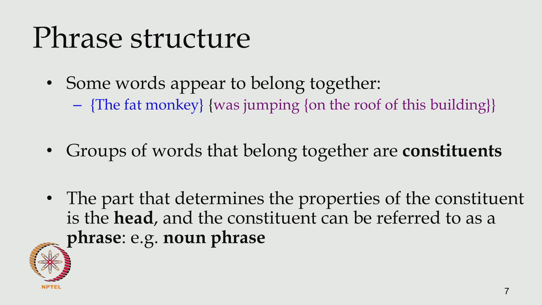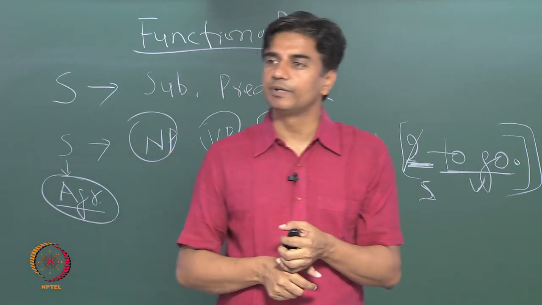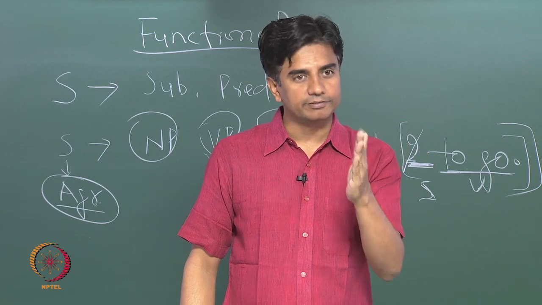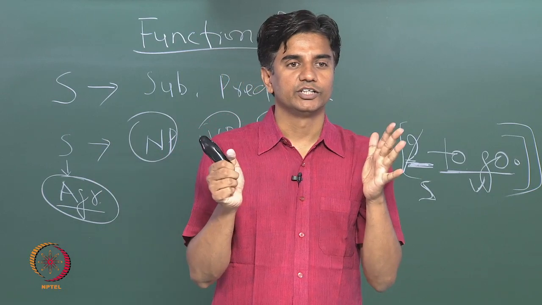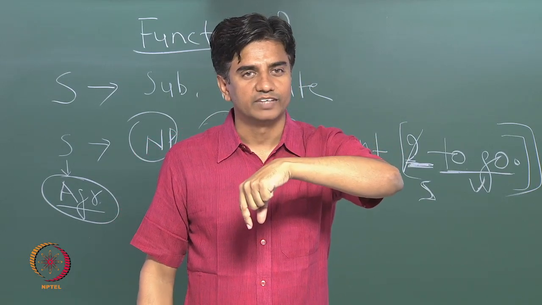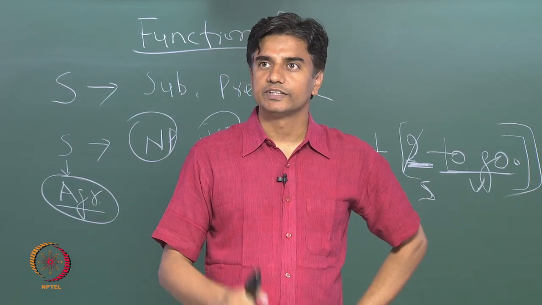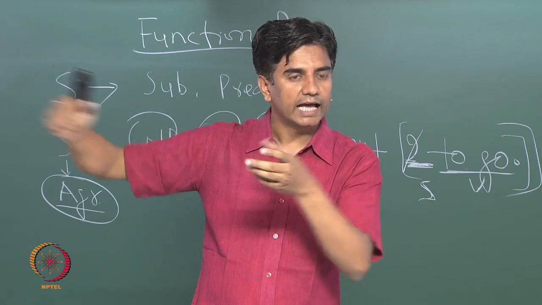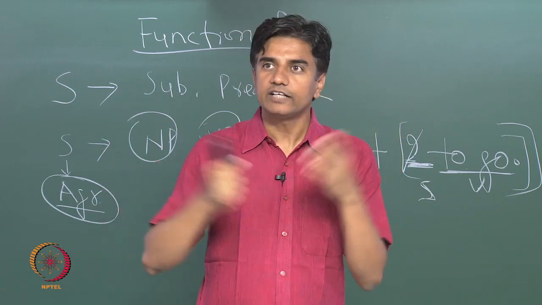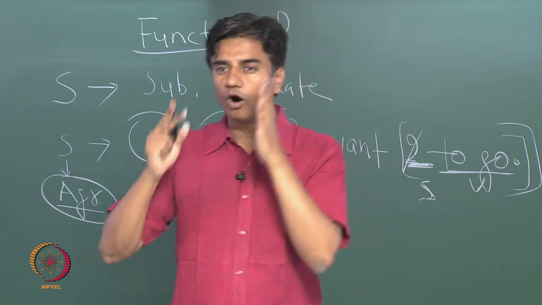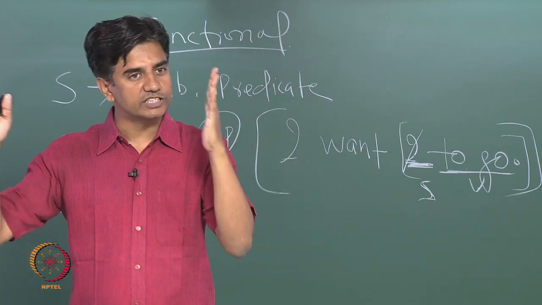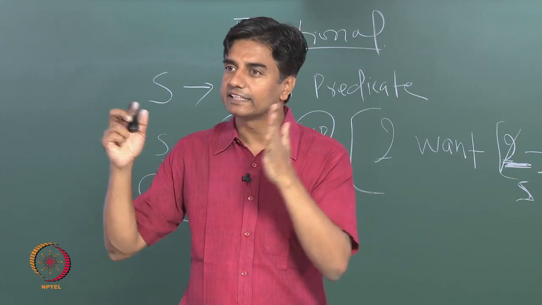What's the subject of this sentence? The fat monkey was jumping on the roof of this building? The fat monkey. So in a way, the subject is monkey, but the fat and monkey together seem to form a group. Why is fat forming a group with monkey, right? And not watch... So, jumping on the roof of this building is one constituent, and even in that bigger chunk, on the roof of this building looks like another constituent. And then on the roof and of this building are smaller chunks. Right? On the roof of this building is one chunk, and within that, of this building is another chunk.